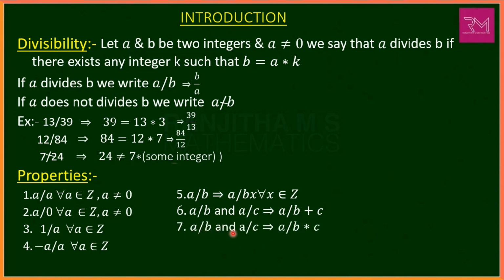Another property is a divides b and a divides c implies a divides b into c. Here if a divides b and a divides c, then we can take a divides this multiplication value also, that is a divides b into c. Also we have a divides b and b divides c implies a divides c. Here if a divides b and this b divides some value c, then we can conclude a divides c. These are some of the properties on divisibility.